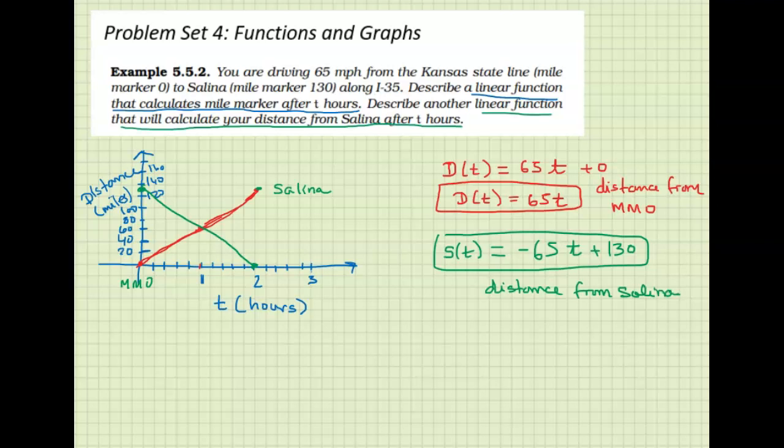Cool. This theme is going to be common in some of the problems in this problem set: looking at the distance as it's increasing away from something with positive slope, but also turning it around and looking at the distance as decreasing as you're moving towards a location that you want to reach.